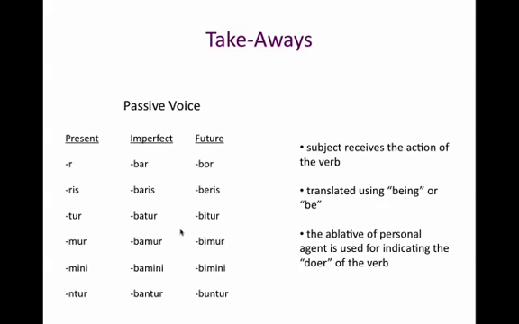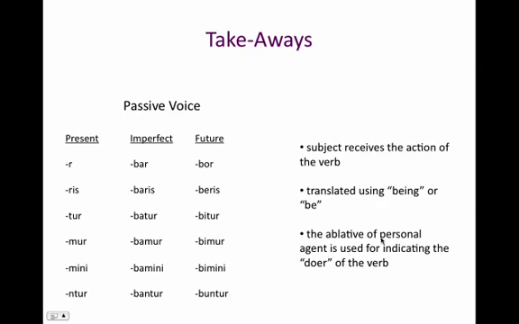So, let's look at our takeaways from this lesson. Of course, you have to memorize all your endings for the passive voice, which are over here. And you need to remember that with the passive voice, the subject receives the action of the verb. With our active voice, the subject is doing the verb, but with our passive voice here, the verb is being done to our subject. And that's why we translate it using being or be in our English translation of our verbs. And finally, if you want to tell who is doing the verb, you have to use the ablative of personal agent to indicate who the doer of the verb is.